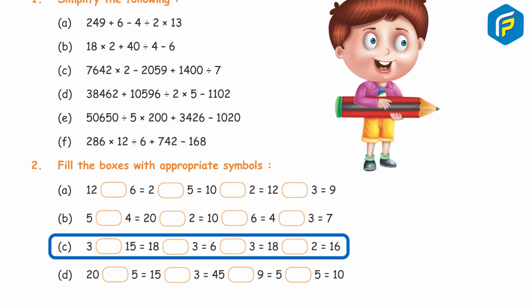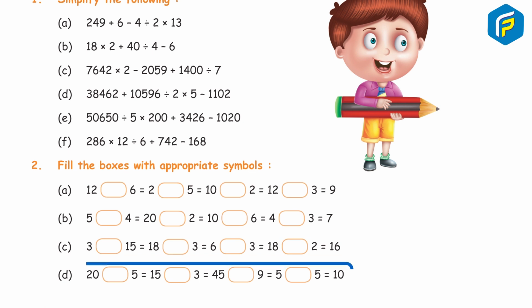C. 3 plus 15 is equal to 18, divided by 3 is equal to 6, into 3 is equal to 18, minus 2 is equal to 16. D. 20 minus 5 is equal to 15, into 3 is equal to 45, divided by 9 is equal to 5, plus 5 is equal to 10.